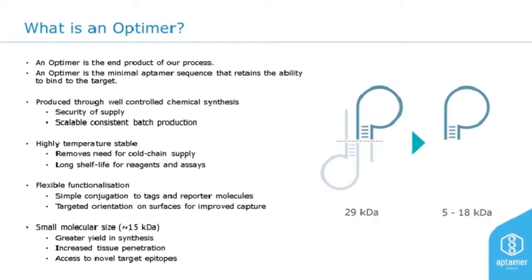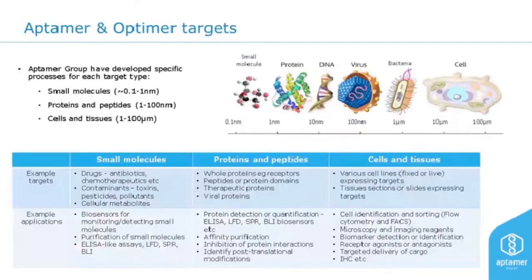The other advantage of generating a smaller molecule, in biosensors, for example, this gets the interaction again a little closer to the surface, so it gives you a better signal, but it also gives better site accessibility on cell surface proteins, for example, better tissue penetration if you're looking at therapeutics and that sort of use.